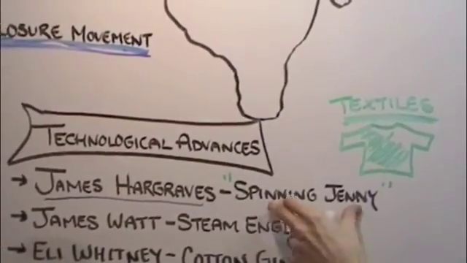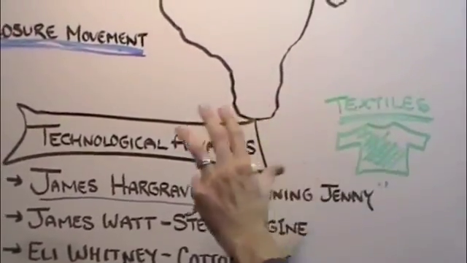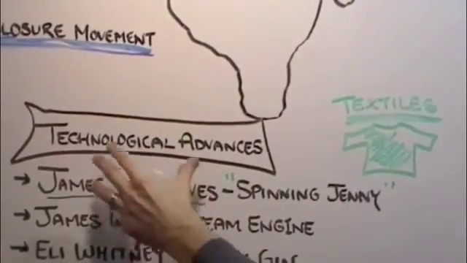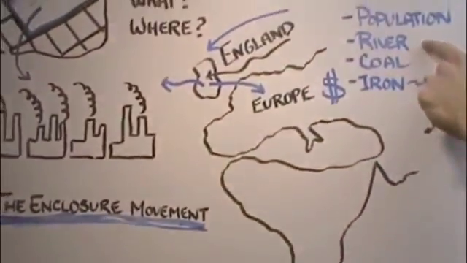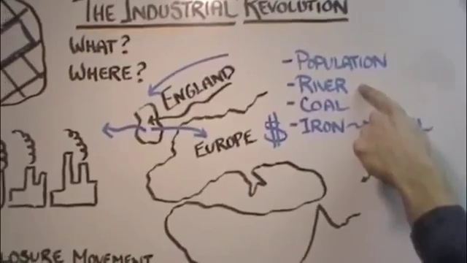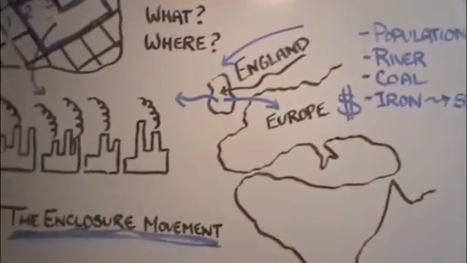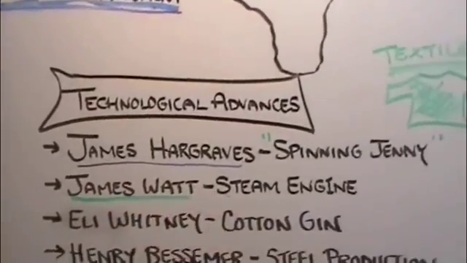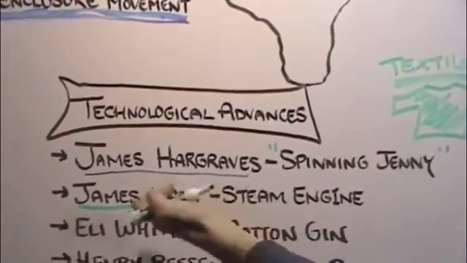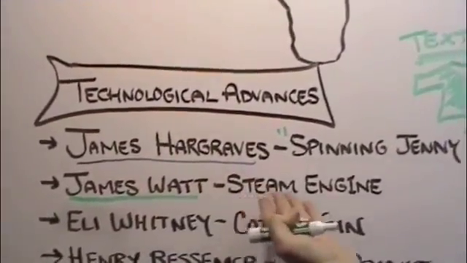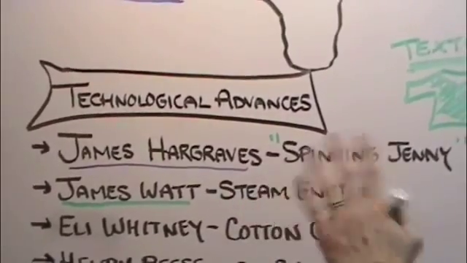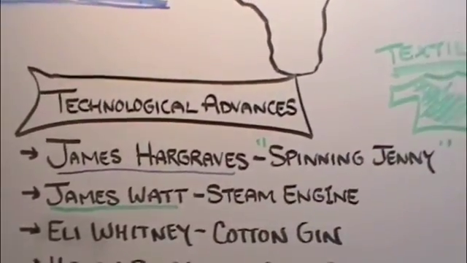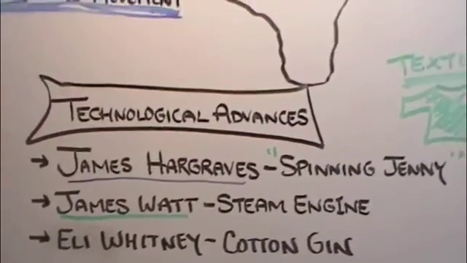That was put into factories, and a lot of these factories were powered at first, like we said before, by water. Eventually they are powered by an invention that is not originally invented, but is improved upon by a guy named James Watt, and that is the steam engine. For our practical purposes, you can just remember that James Watt invented the steam engine.